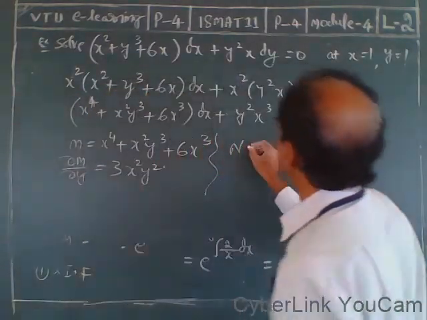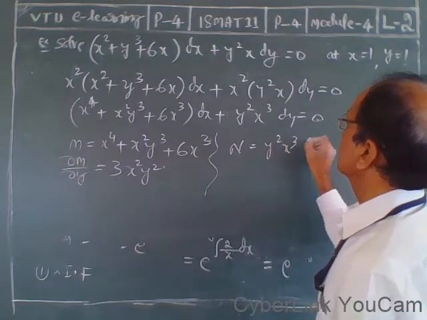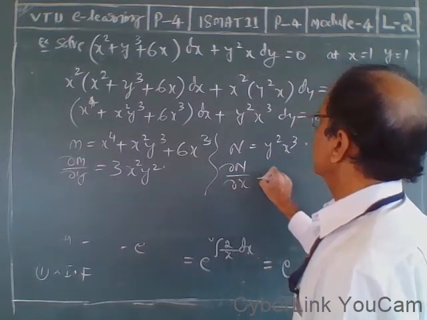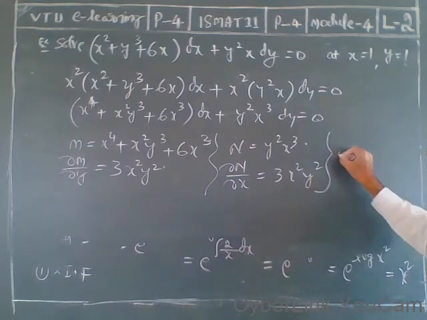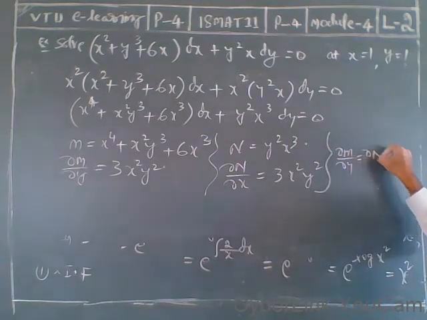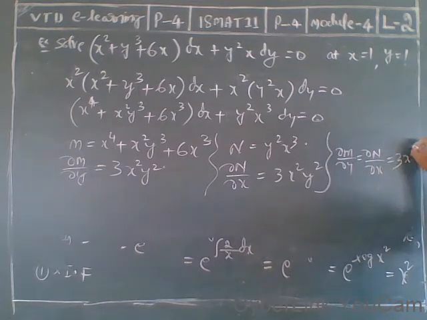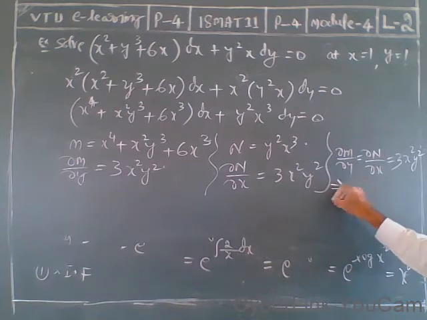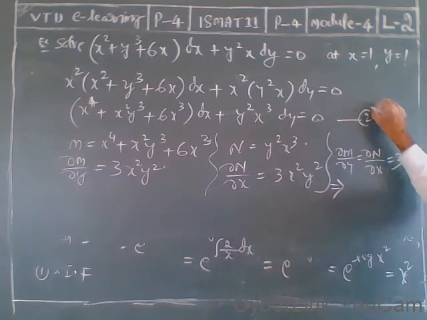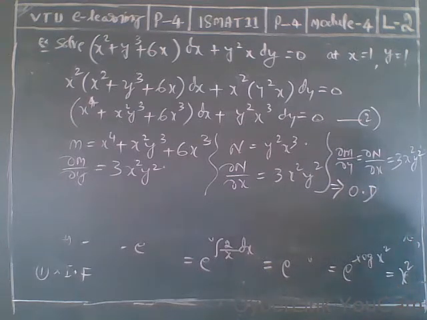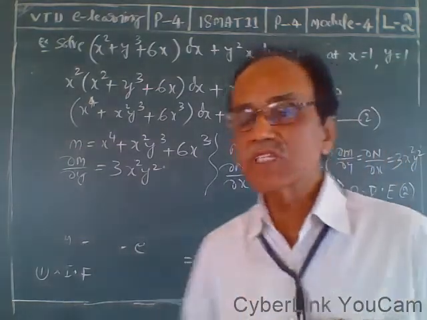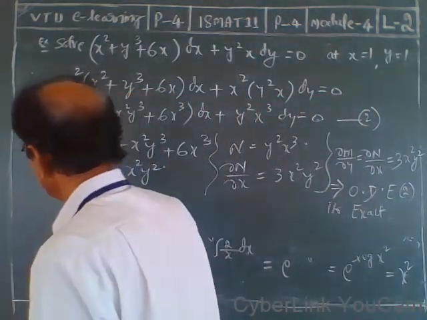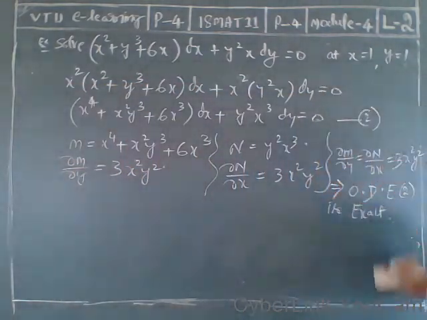Similarly, N equal to y square into x cube, del N by del x is 3 times x square y square. Obviously, both are same. Del M by del y equal to del N by del x equal to 3 times x square y square. This is equation 2, which implies ODE 2 is an exact differential equation. Once it is said to be an exact differential equation, then we can find the solution by integrating every term.